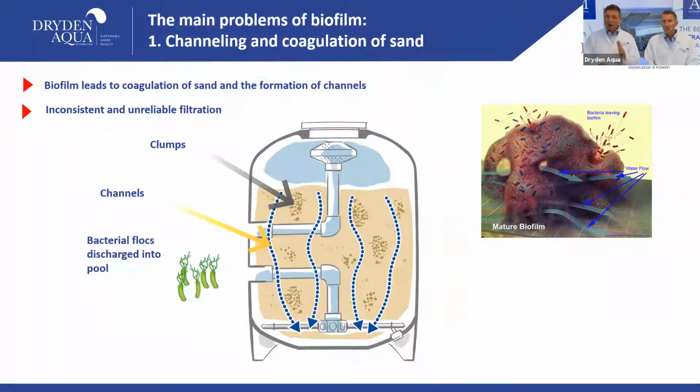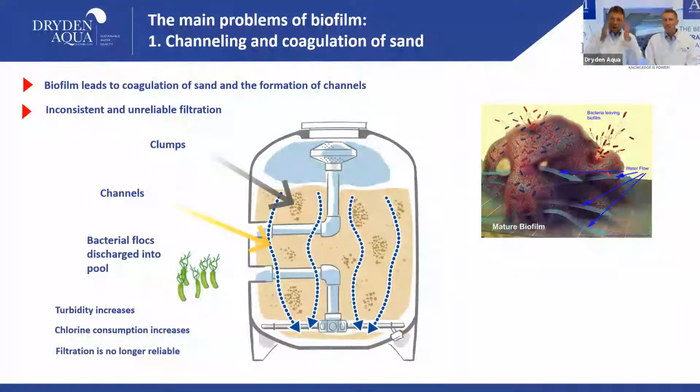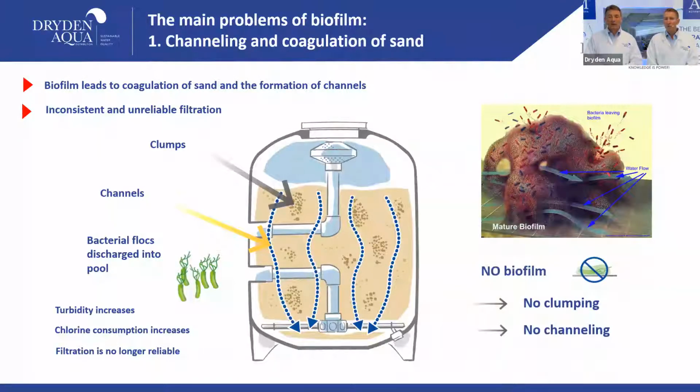But more important for you, I think, is crypto. Even if you do flocculation, if it's channeled, the flocculation will not work. It will just go through. And maybe these channels are just open for an hour or 2 hours once a week, but in this time, it will pass. So no biofilm, no clumping, no channeling. Reliable filtration. Reliable filtration means 24 hours, 7 days, 365. That's the key.